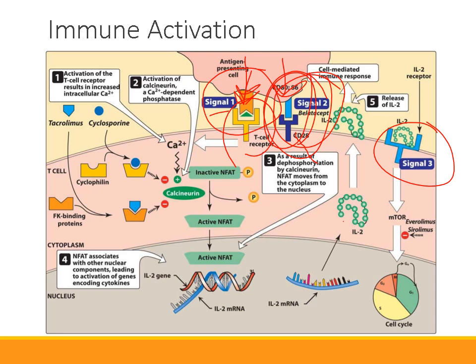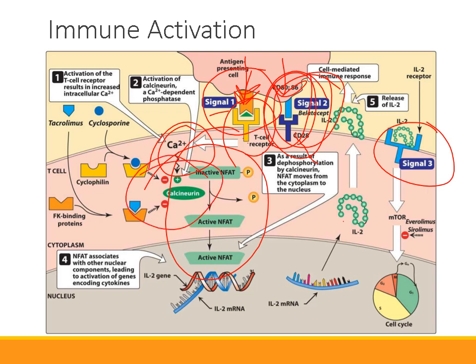So both of those signals together result in activation of multiple intracellular pathways. And that's what you see happening here inside the cell. We have multiple intracellular pathways, one of which is what we call the calcium-calcineurin pathway. We end up having increased intracellular calcium, and that activates calcineurin. So that's what you see right here.